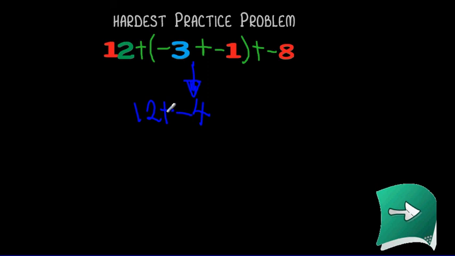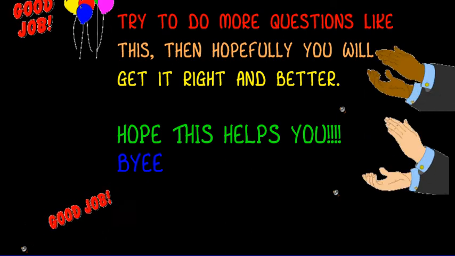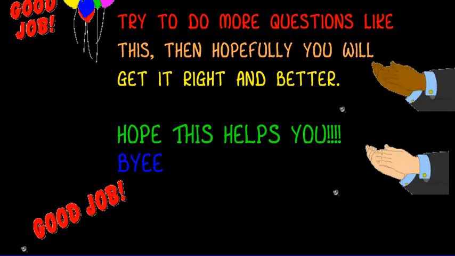12 plus -4 plus -8 equals... 12 plus -4 equals 8. 8 plus -8 equals 0. Very easy, right? So, try to do more questions like this, then hopefully you'll get it.